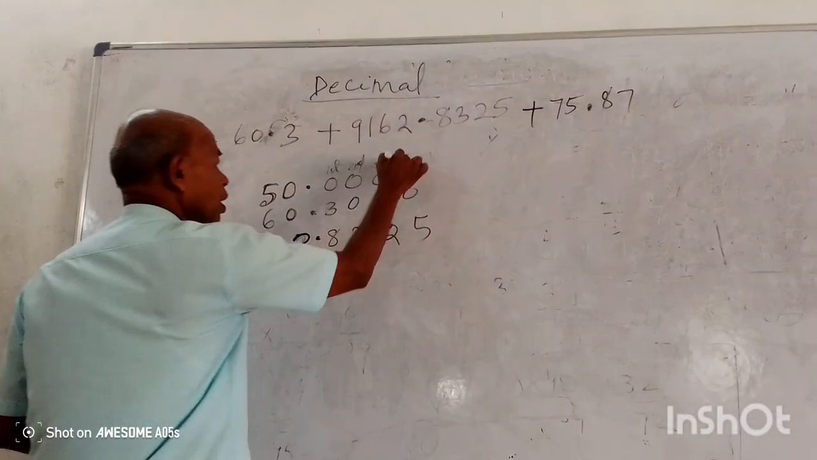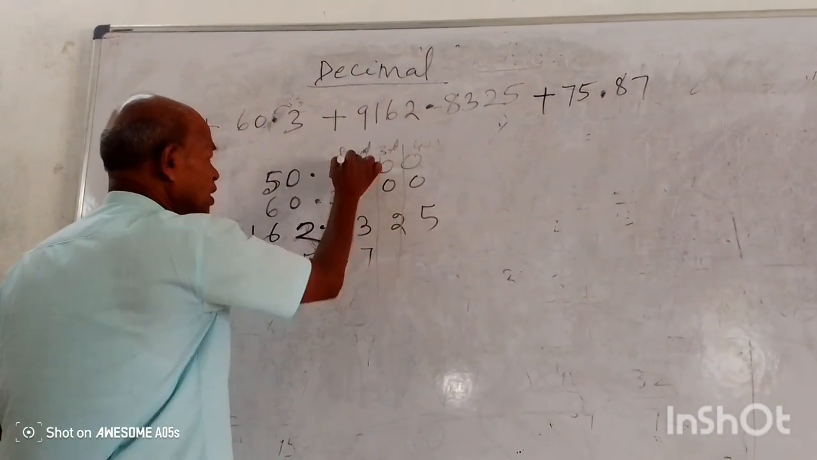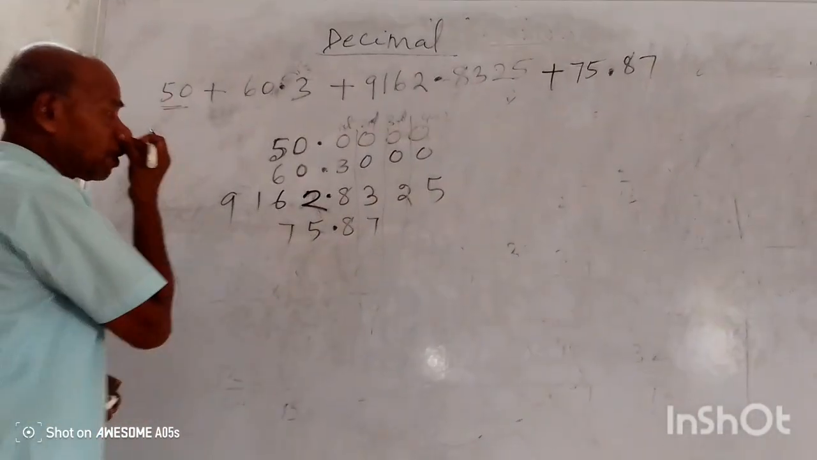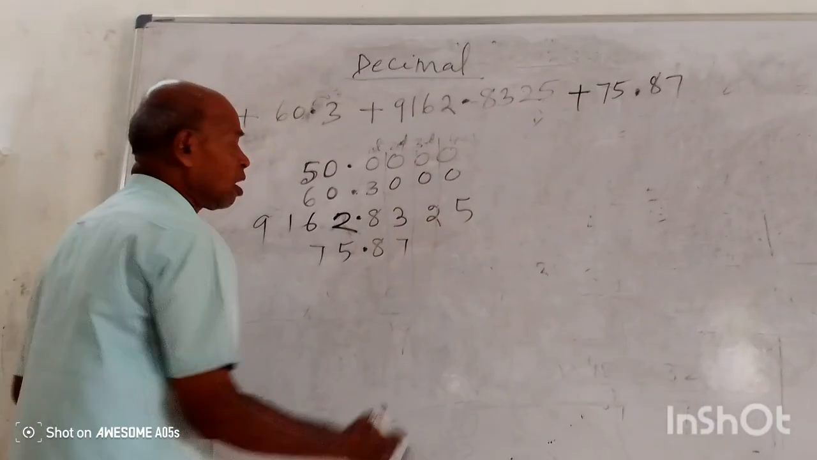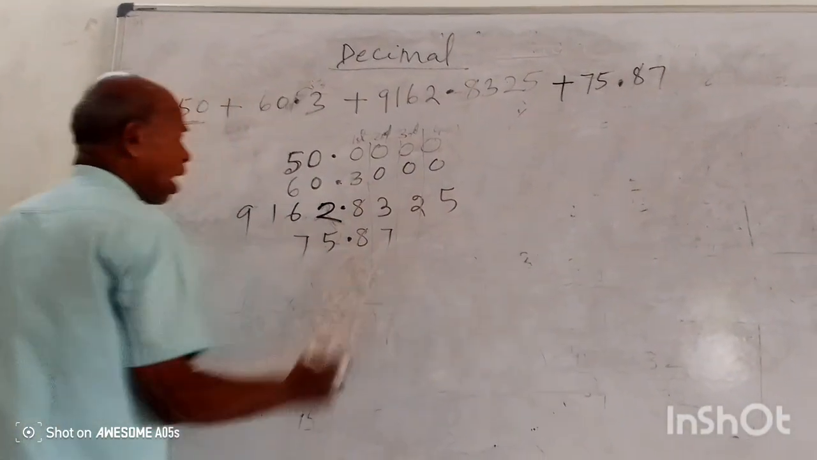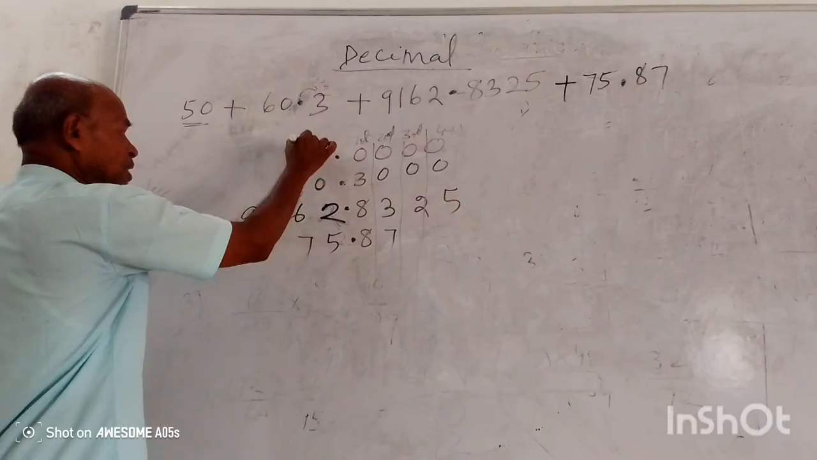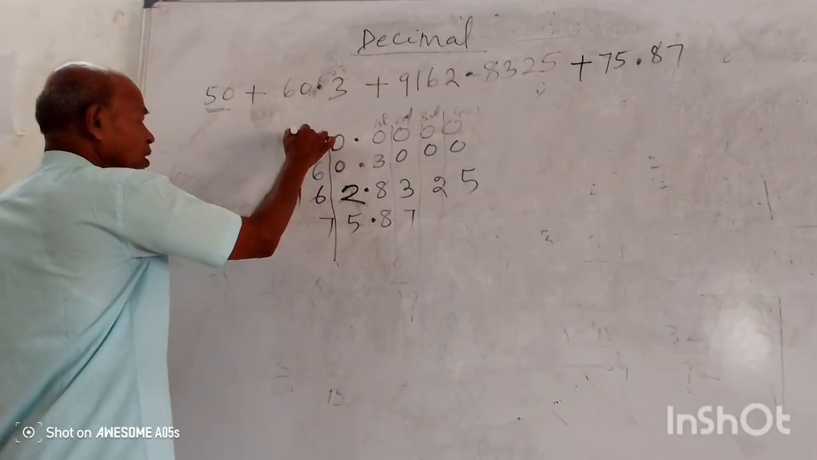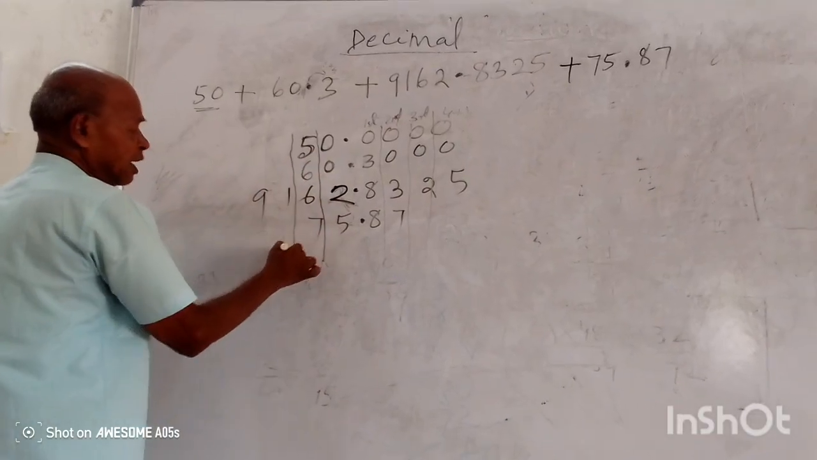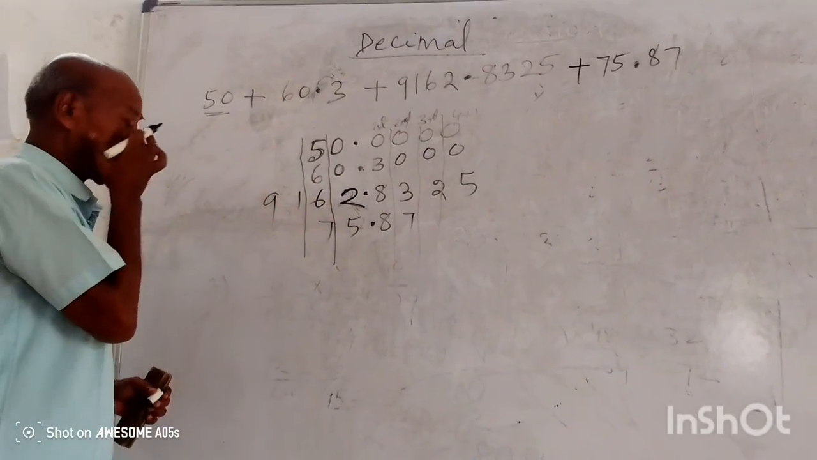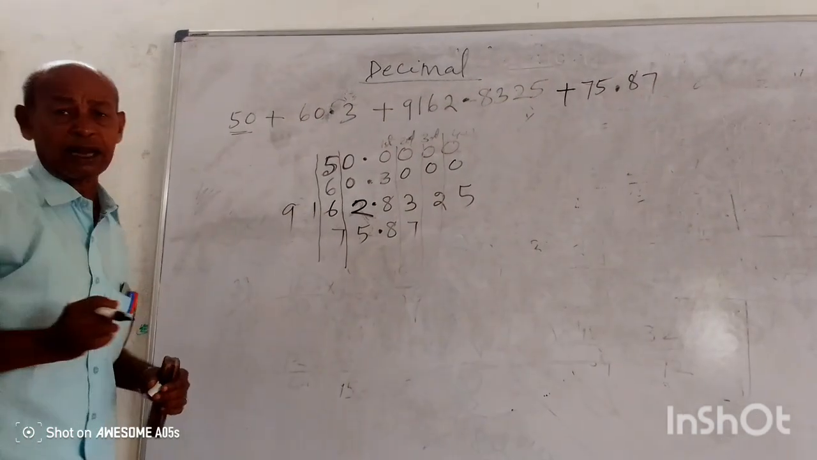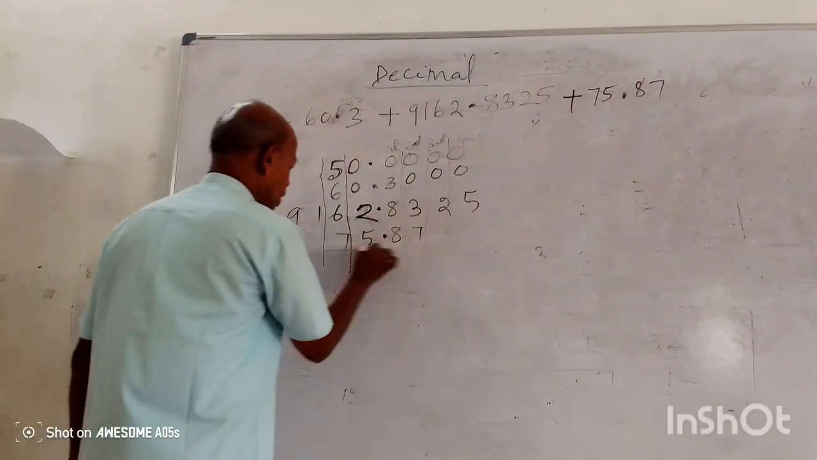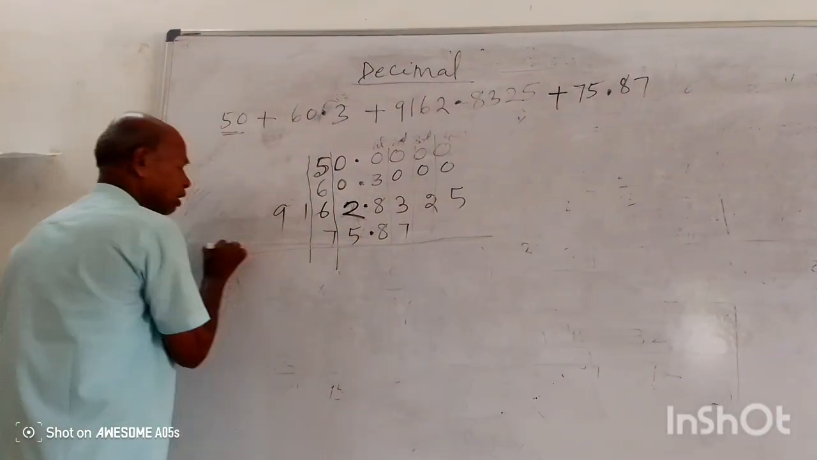You see now all these first place digits are in one column, second place digits in one column, third place digits in one column and fourth place digits in one column. Similarly on the left hand side, ones place digits are in one column, tens place digits are in one column. So in the case of addition and subtraction, your arrangement is important. Now you will add.